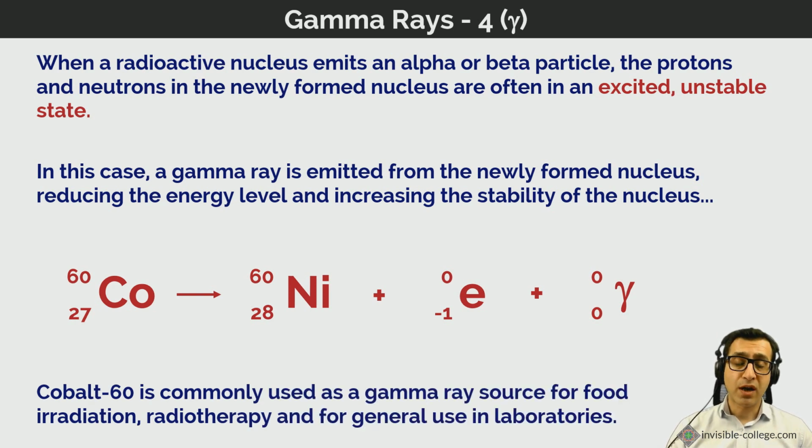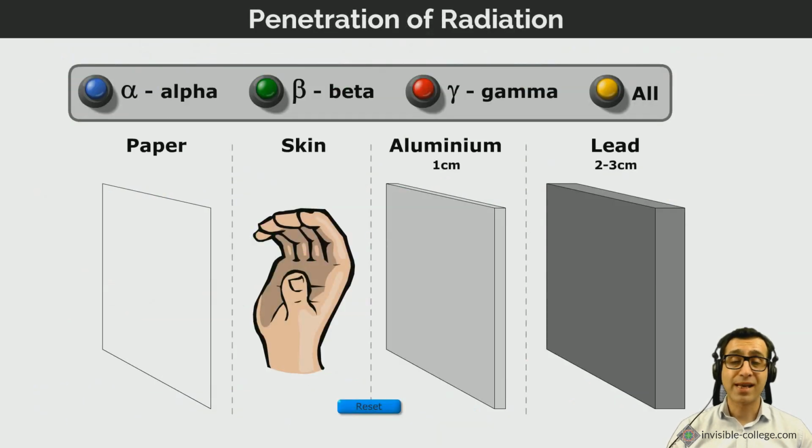So I've mentioned the fact that these three different forms of nuclear radiation have different abilities to penetrate materials. So let's take a look at that now. So alpha particles can be stopped by a thick piece of paper or card. Beta particles will pass through that paper or card, can also pass through skin, but will be stopped by 1 centimeter thick aluminium.